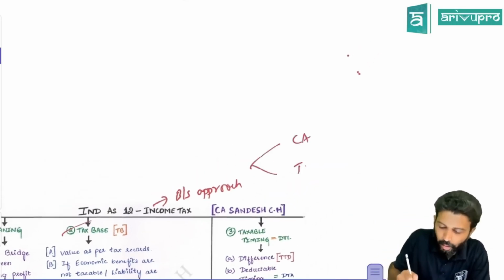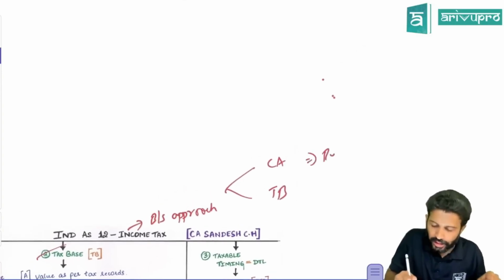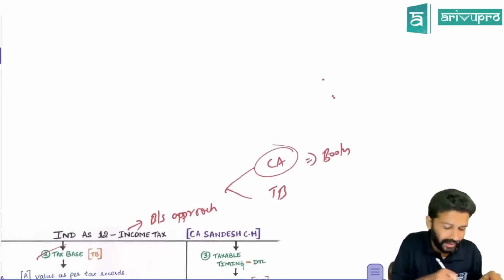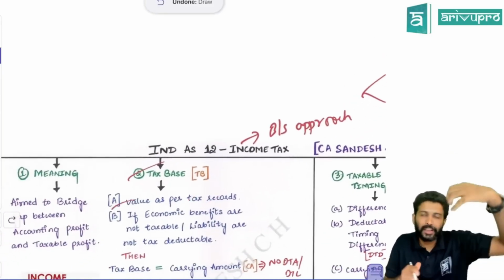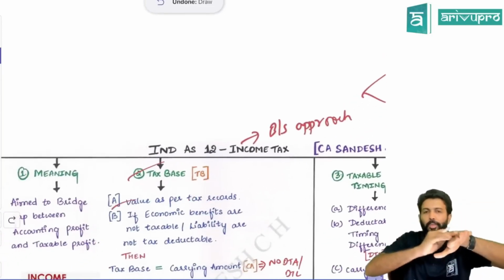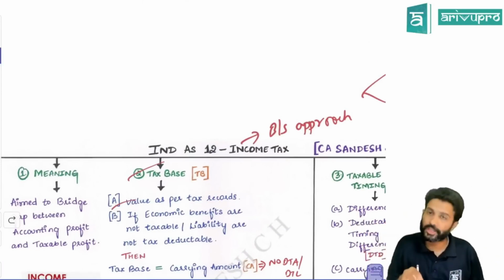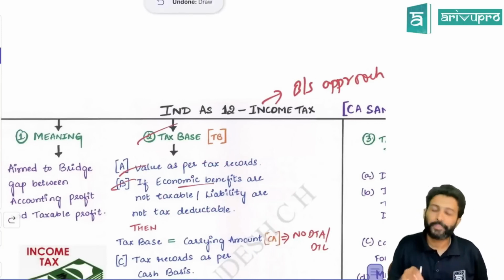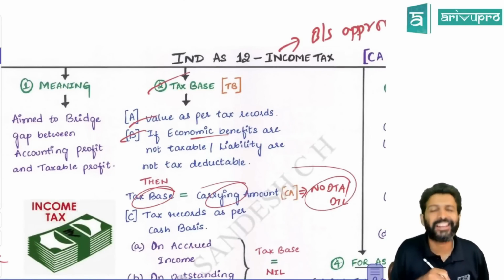So we need two things for the balance sheet approach. One, we need the carrying amount, and another one is the tax base. Carrying amount means as per the books, as per the accounts, what is the value? The value as per books, we call it the carrying amount. Tax base means what is the value as per the tax record. So we compare the book value with the value as per the tax record, and accordingly work out the differences. Next, if economic benefits are not taxable, then we make the tax base and carrying amount equal, meaning no DTA, DTL is accounted for.